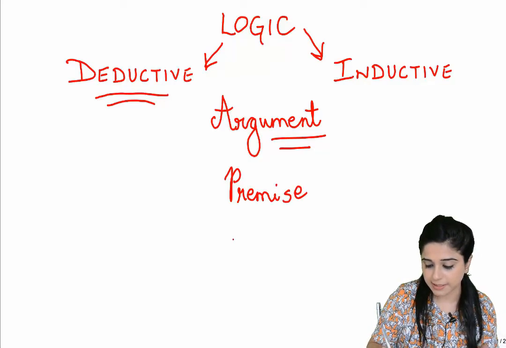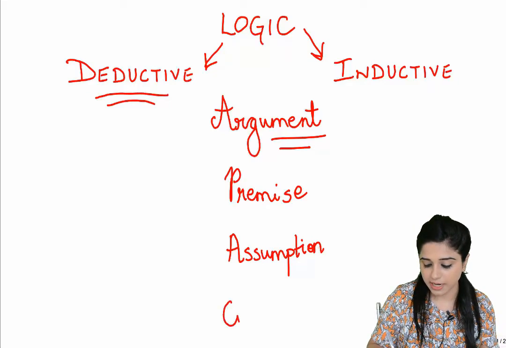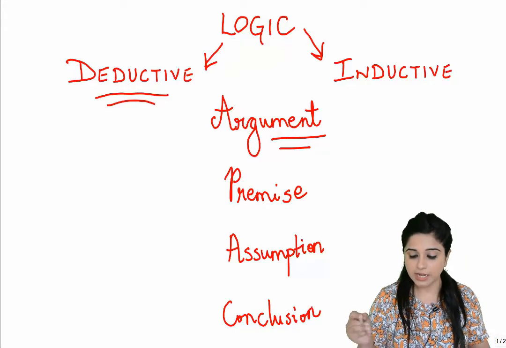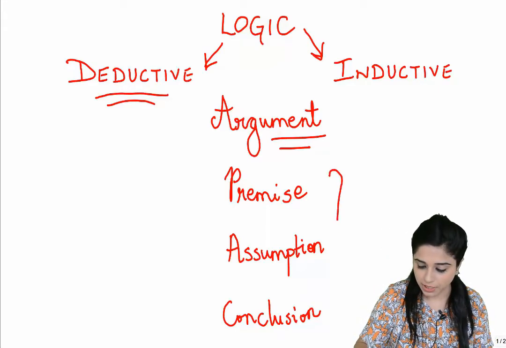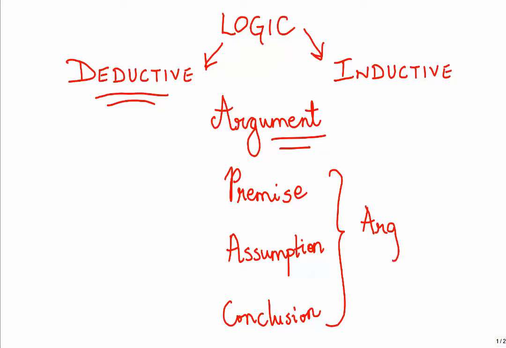There's a premise, then there is an assumption, and followed by something called a conclusion, right? Now these three things together make up an entire argument. All right, now what are they? What exactly is a premise? Assumption, well, we've heard of the word assumption. Conclusion is sort of self-explanatory, but how do these three things come together to make something called an argument, right?